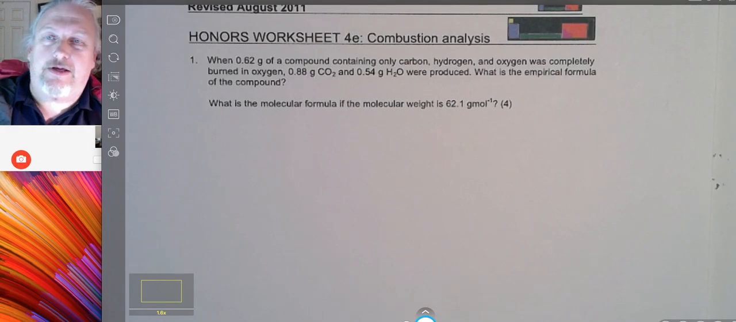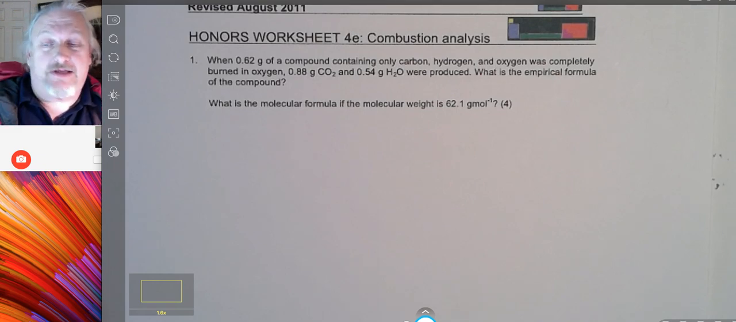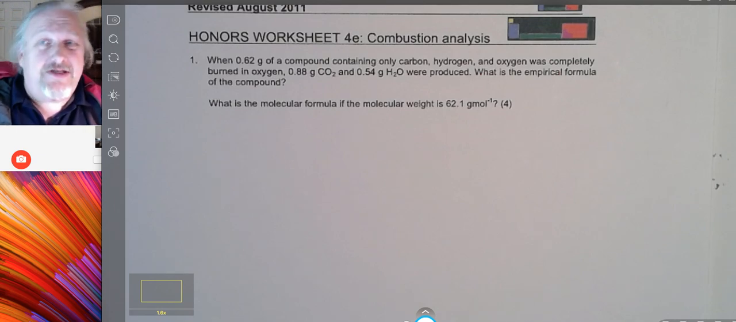Here we're going to be looking at Worksheet 4E combustion analysis. A lot of you guys were asking, how do I do this? You want me to turn this in tomorrow? So anyway, let's go on. We're going to work on some of these so we can see where we're at.